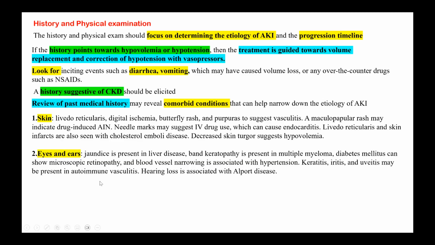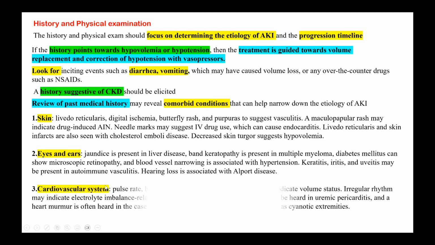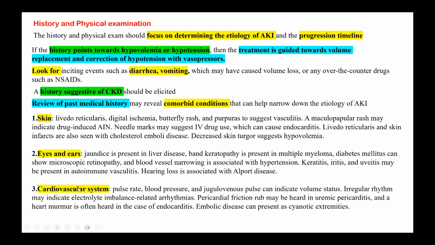Now, when you examine the eyes and ears of the patient, jaundice may indicate liver disease, which may be the cause for hepatorenal syndrome. There may be band keratopathy in multiple myeloma, diabetes mellitus can show macroscopic retinopathy, blood vessel narrowing associated with hypertension, keratitis, etc. So all these features also give a clue to the possibility of AKI occurring.